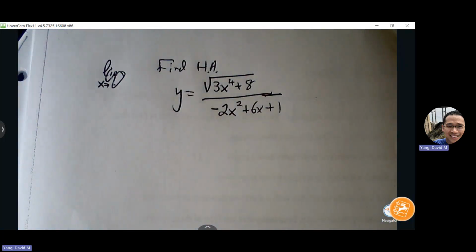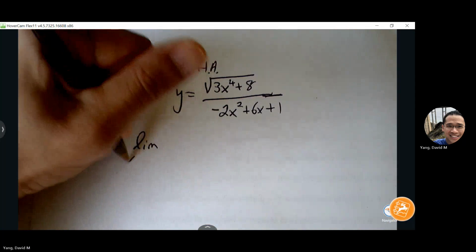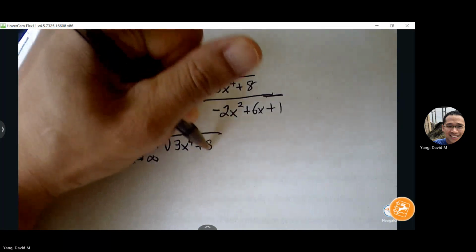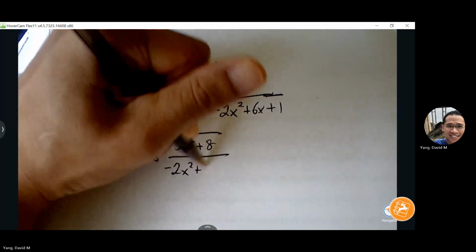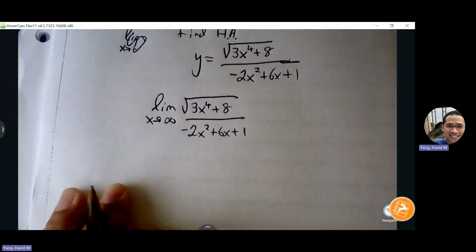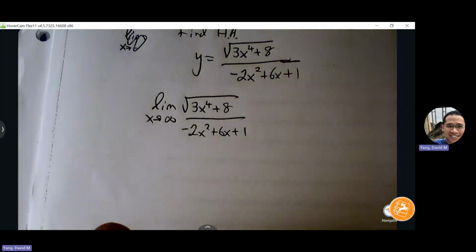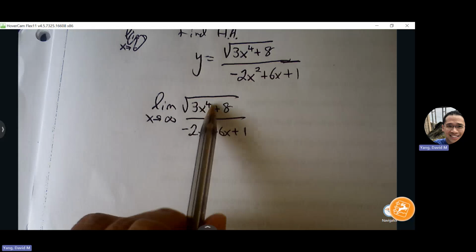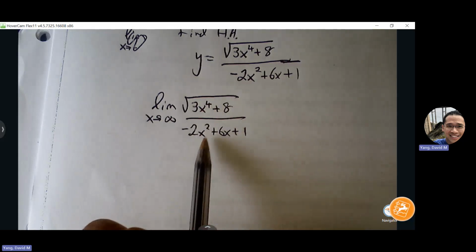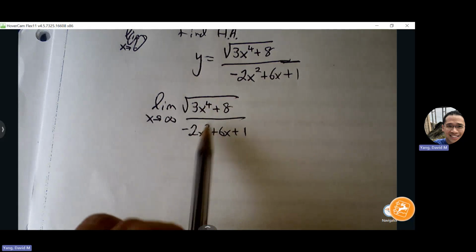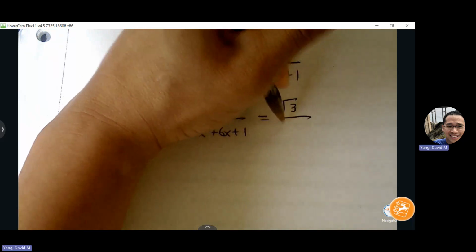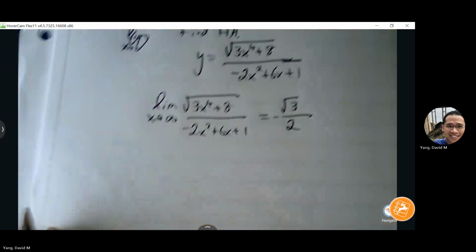Okay, so anytime we're doing horizontal asymptotes, that's the same thing as a limit approaching infinity. So why don't we just go through our limit statement and see what happens. We know if we're dealing with infinity, we always compare degrees. So what's the degree of the top? 2, right? Square root of 4 is going to be 2. And the denominator is also 2. Degrees are the same, so therefore negative root 3 over 2.